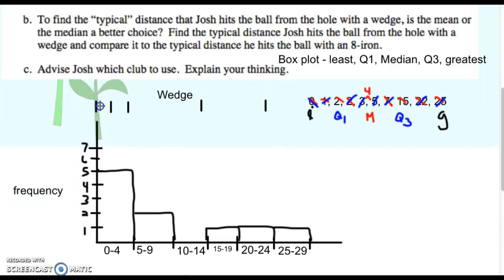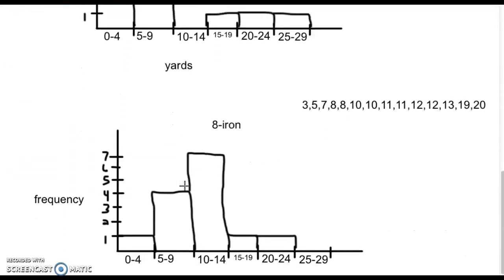Now you make the whiskers combining the first 2 and the last 2. And then the box goes around your 3 lines in the middle. So that's what your box plot looks like. You have 5 lines. You combine the first 2 and the last 2, and then you combine the middle 3 to make your box. Now we're going to do the same down below.